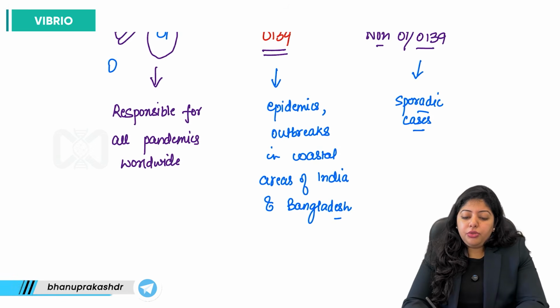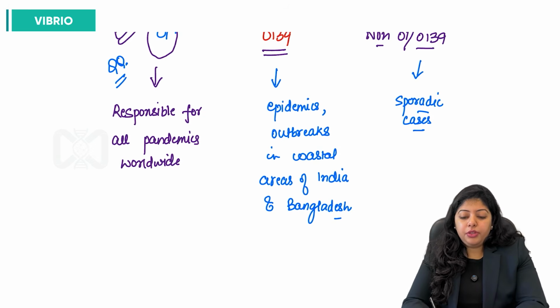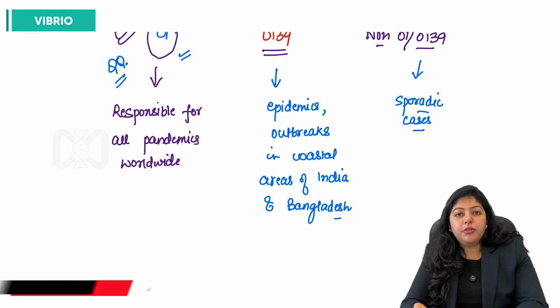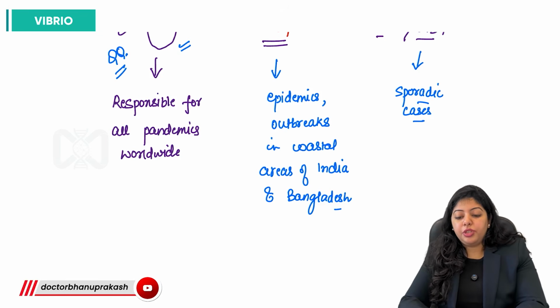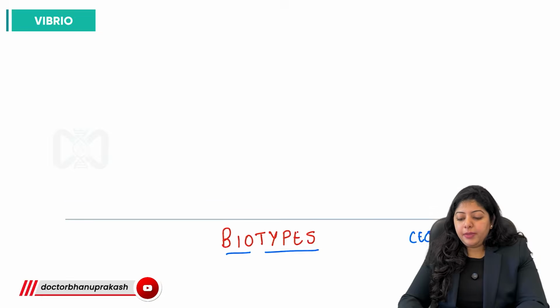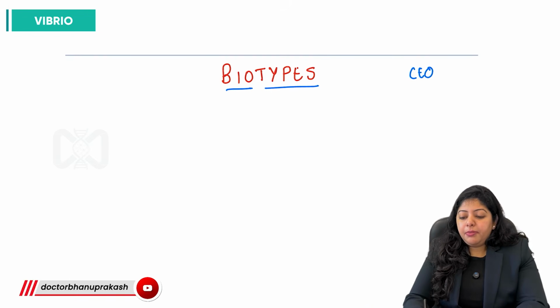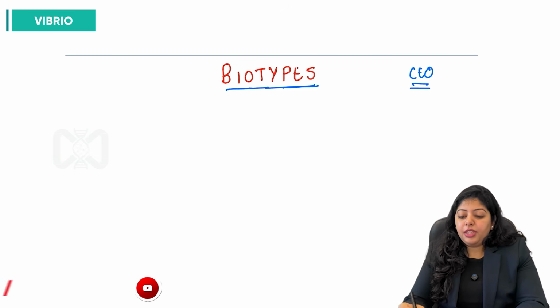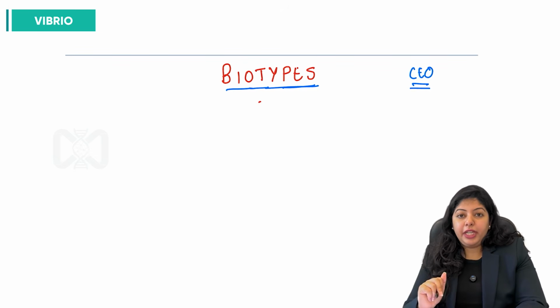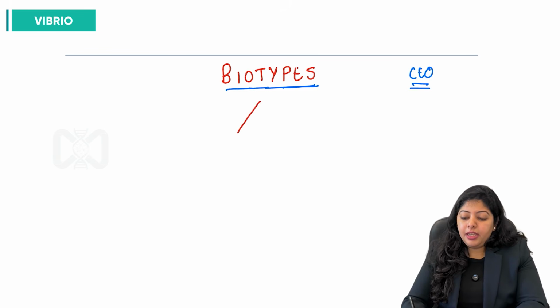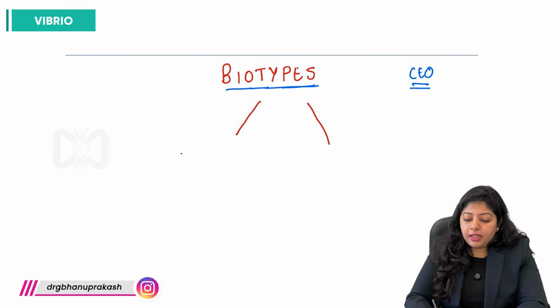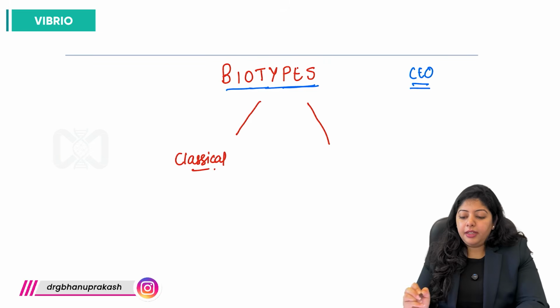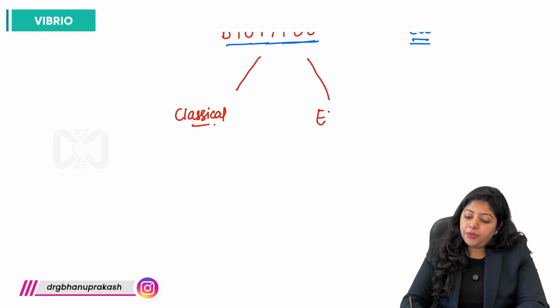But here we need to know that the CEO, or O1, the first one, was responsible for all the major pandemics. So you need to remember this, right? And then the biotype. We may write down the designation, that is CEO. So what are the two biotypes that we have already discussed? These are classical and El Tor, right?